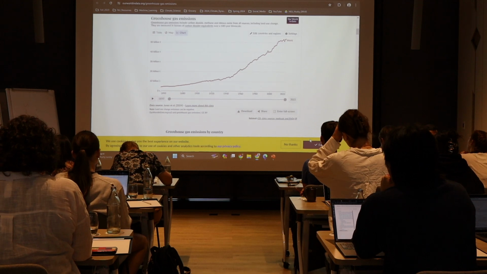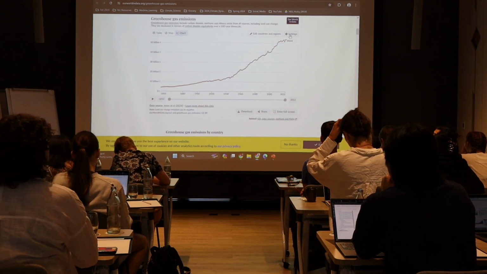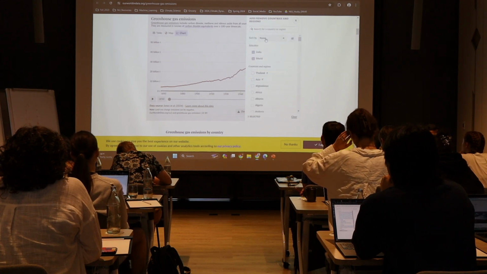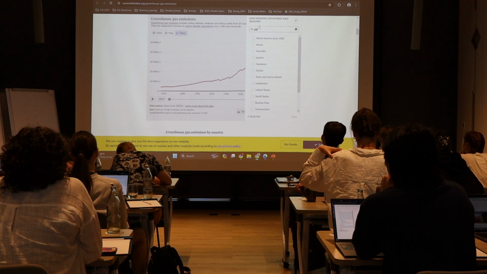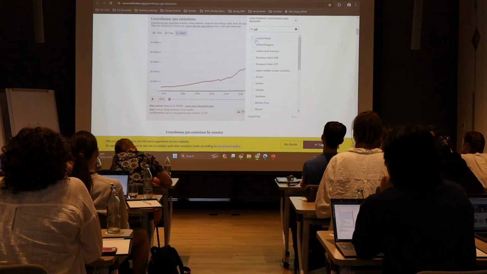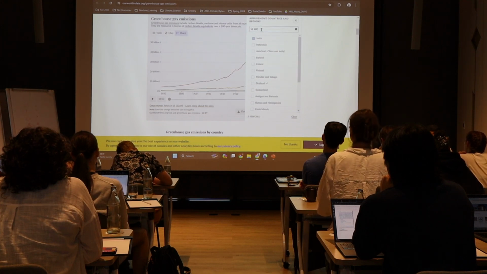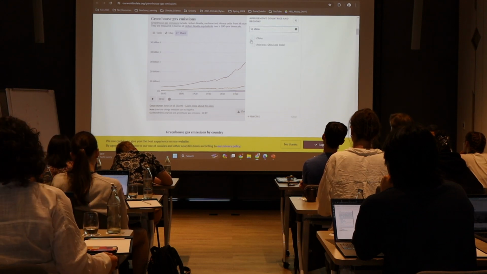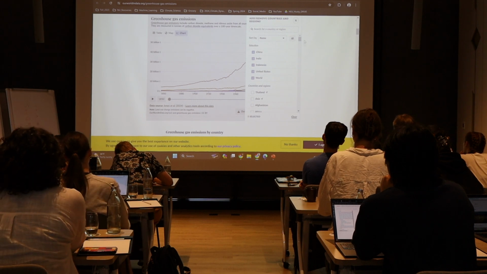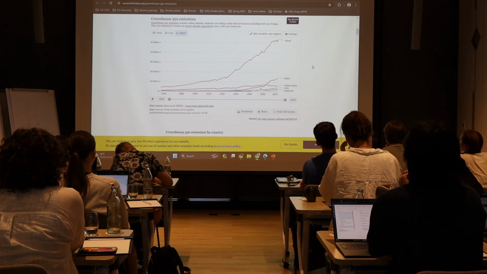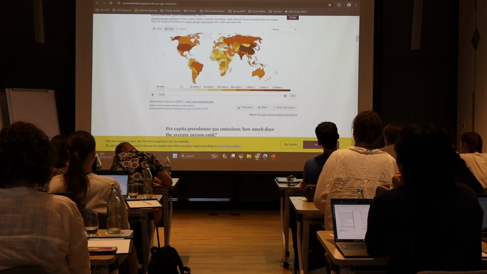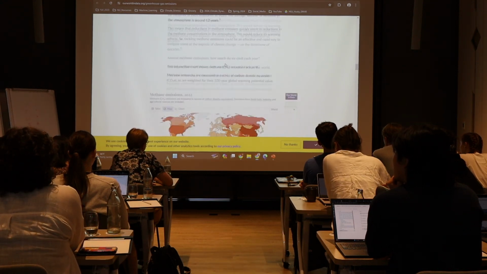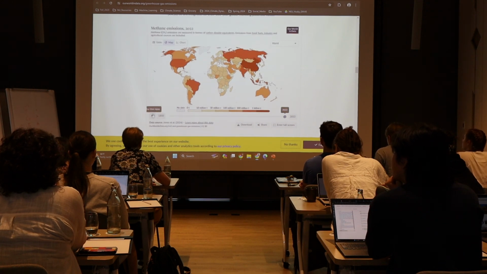If you go down, you will see the world here. I can just go to the countries: India, USA, Indonesia, China. You can see the carbon emissions. I already showed you those things. I want to show you the methane emission from different countries. Look at the methane, how it has changed over time.